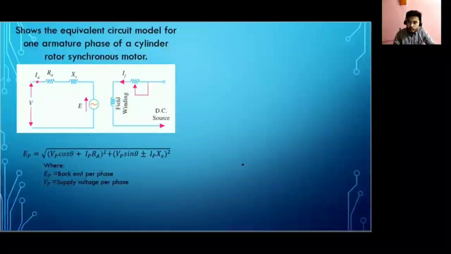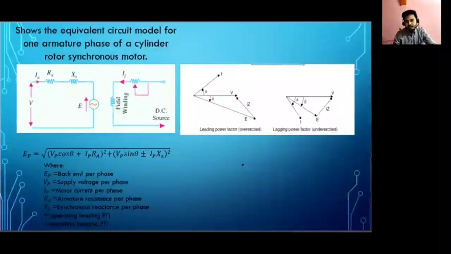let's go back to the EP. EP represents the induced EMF. IP is the motor current, RA is the armature resistance, XS represents the synchronous reactance, and there are two sign conventions in using this formula. We will use plus if it is operating at leading power factor and minus for operating at lagging power factor. Now the second one, you can solve through the phasor diagram equivalent.